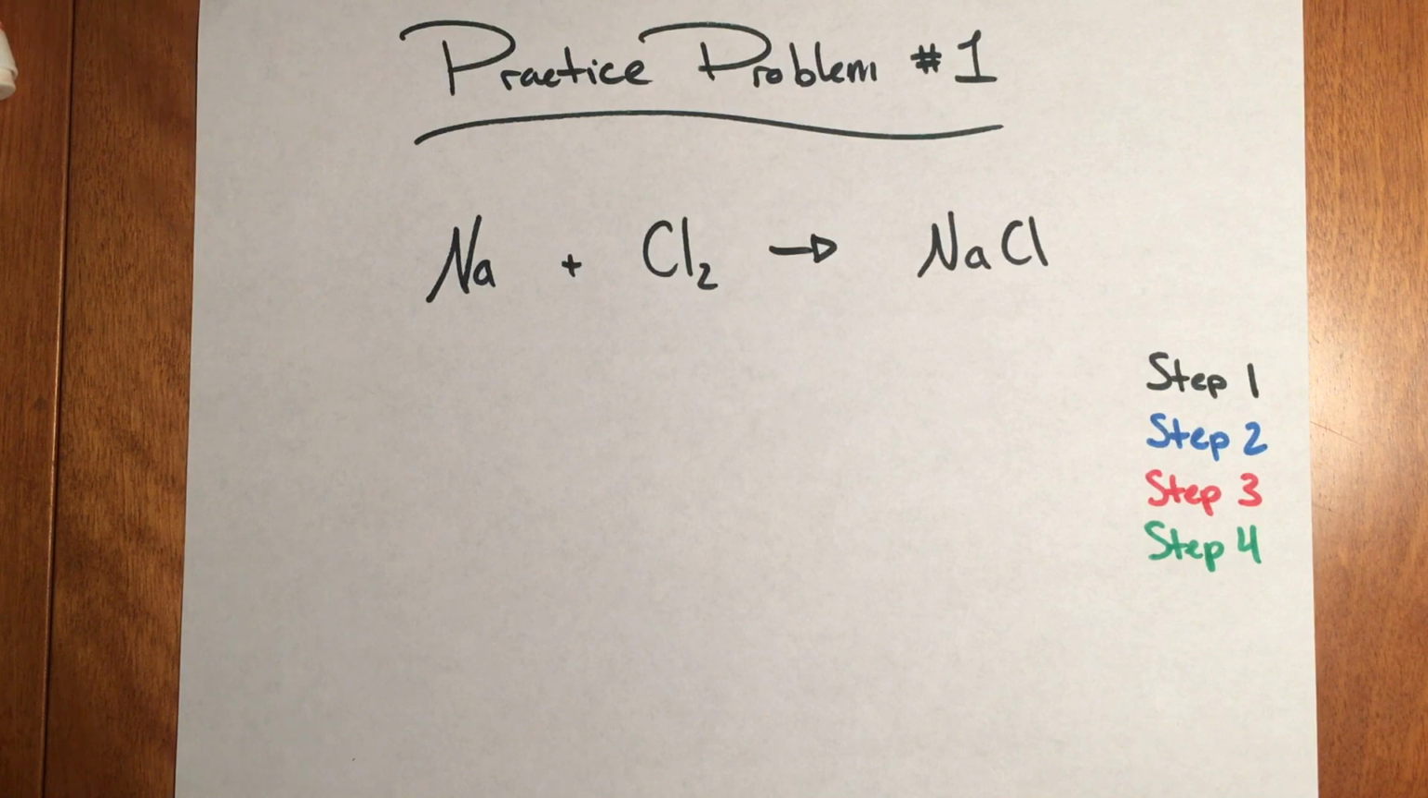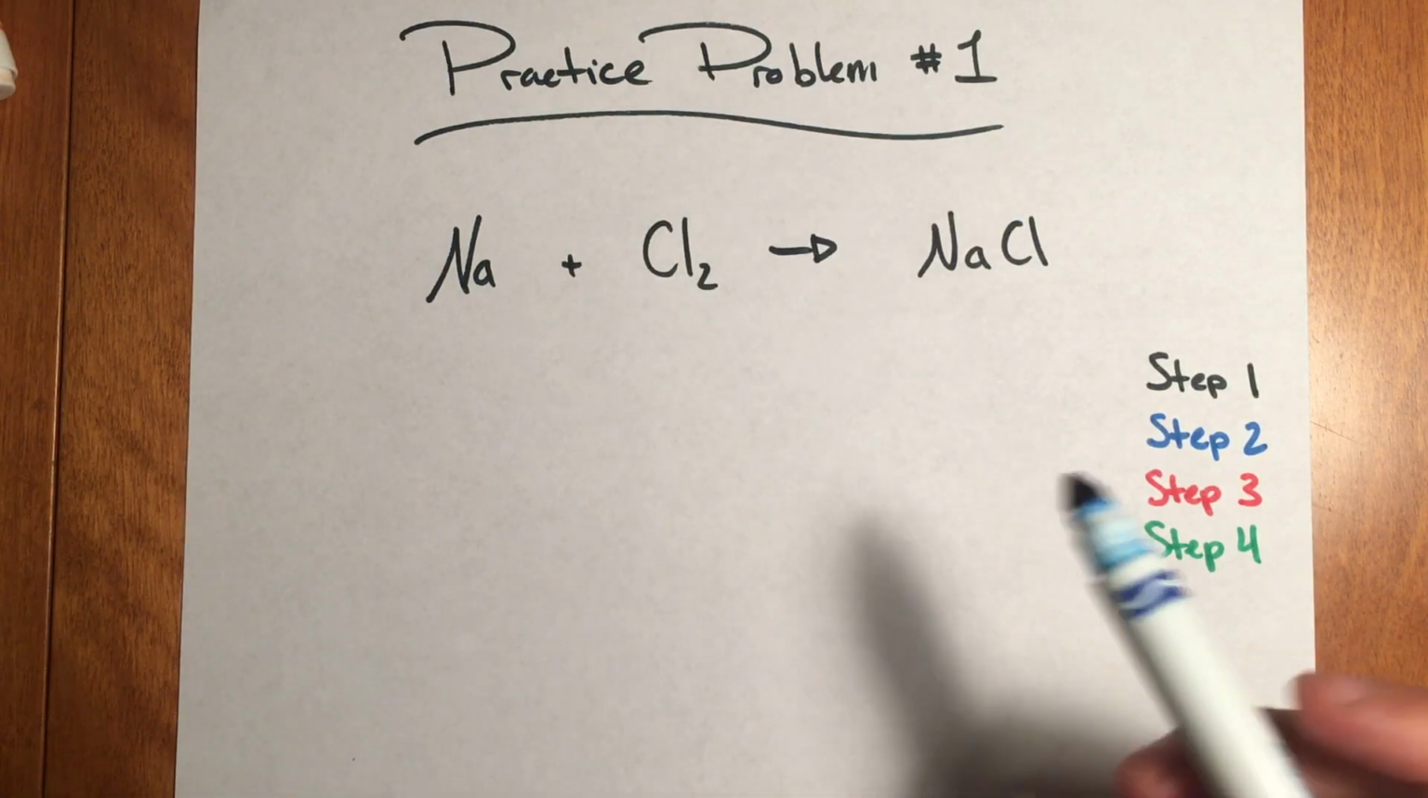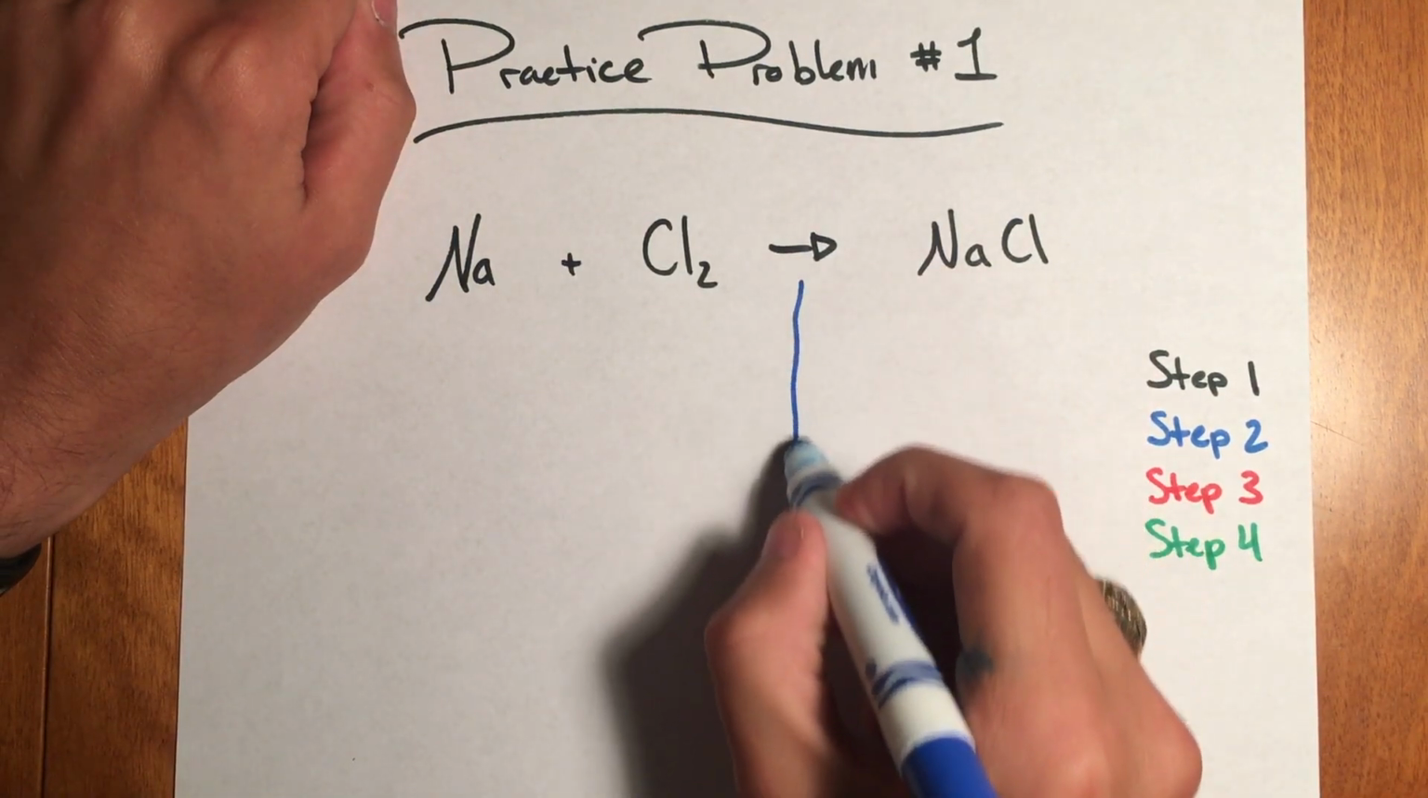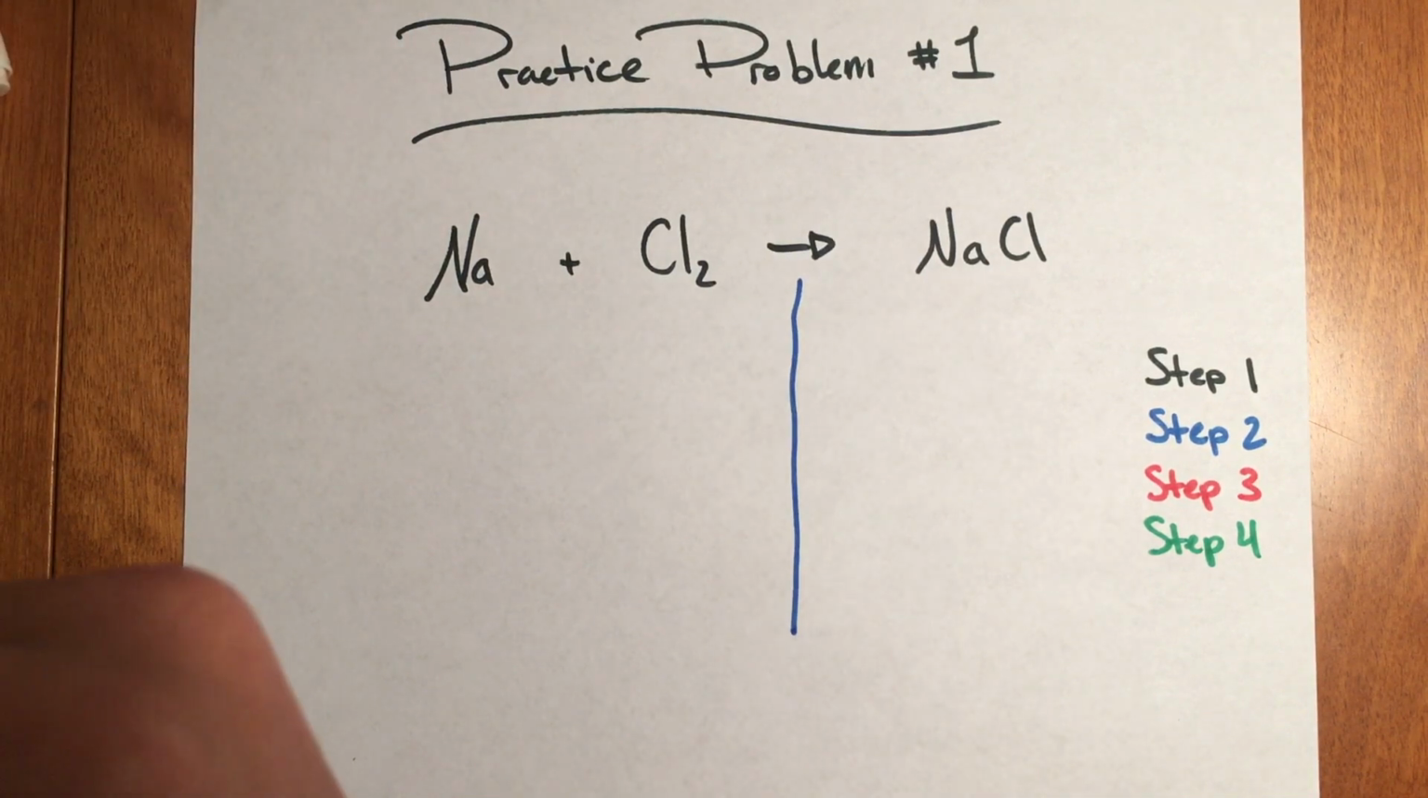Let's balance one together. So here we have the reaction between sodium and chlorine gas to form sodium chloride. I've already done step 1. Step 2 is to draw a line down underneath the yield sign.